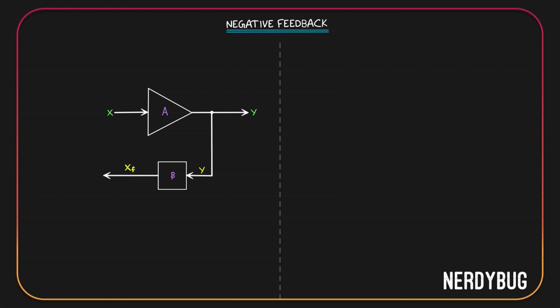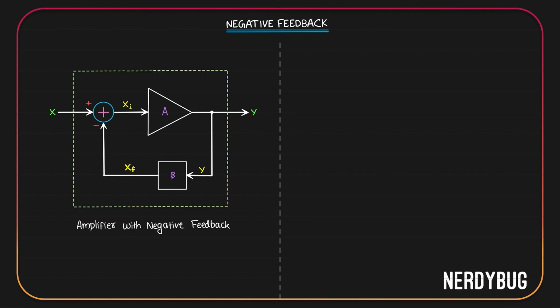Now, since we want a negative feedback, we will subtract XF from X, which is the input. We have a negative sign over here and a positive sign over here. That means XF is being subtracted from X. The difference of these two signals will be given as the actual input to the amplifier. Let's call it Xi. What we have with us is an amplifier with negative feedback. Feedback is negative because it gets subtracted from the input.